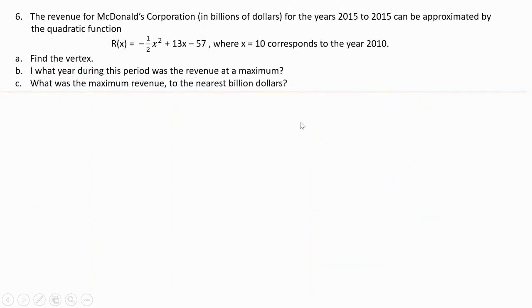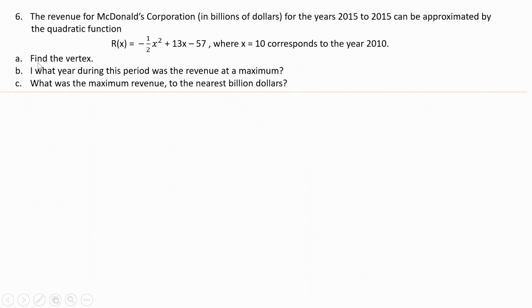So let's move on to number 6. Here's how you relate these quadratic functions to a real life situation, okay? This is number 6. The revenue for McDonald's Corporation, in billions of dollars, for the years 2010 to 2015. Again, I made a typo there. It can be approximated by the quadratic function r of x equals -1/2 x squared plus 13x minus 57, where x equals 10 corresponds to the year 2010.